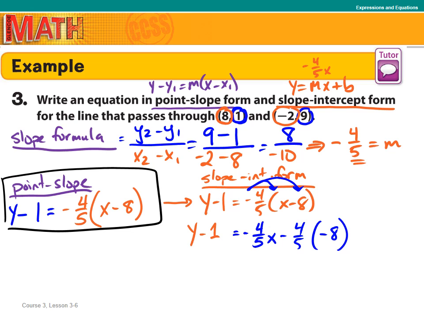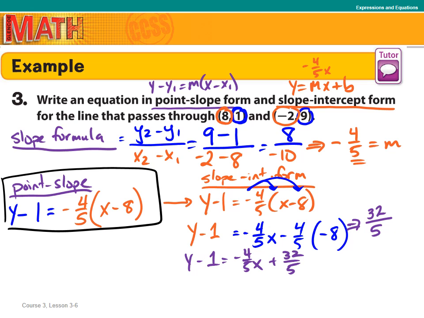So I always try to cross cancel, but unfortunately for this problem, I can't cross cancel. So this right here will be 4 times negative 8, which is negative 32. Well, actually, it's negative 4 times negative 8. So that's going to be positive 32 over 5. So now I have y minus 1 is equal to negative 4/5 x plus 32/5.